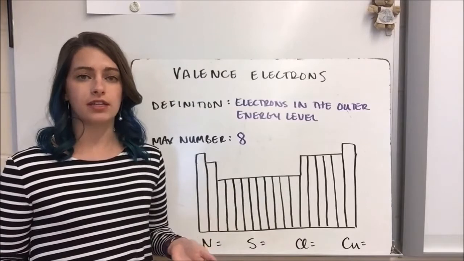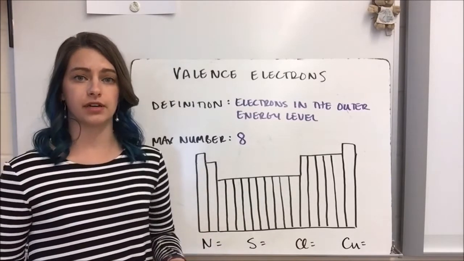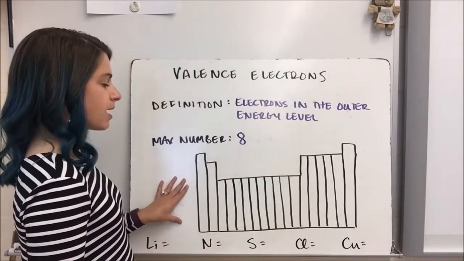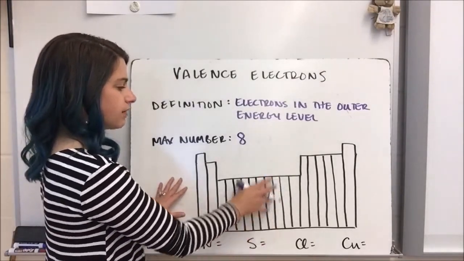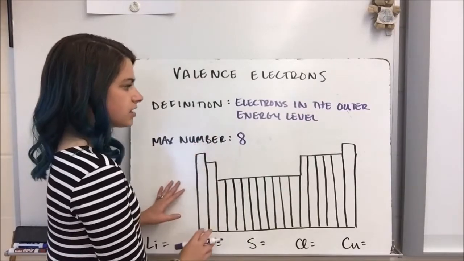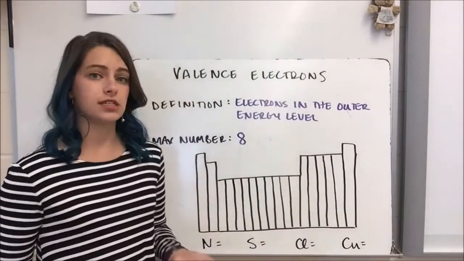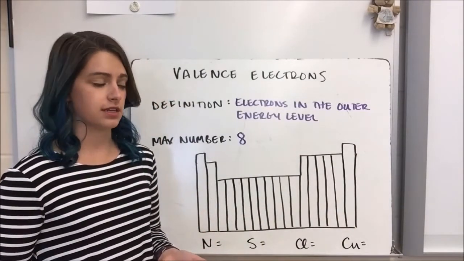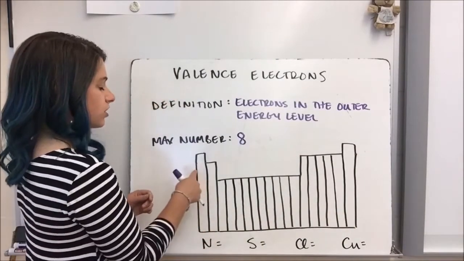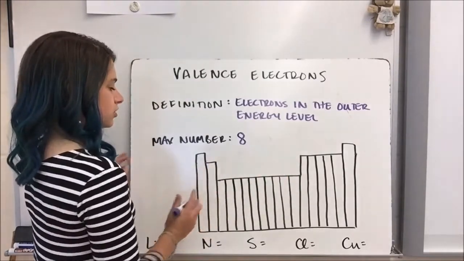There's a really easy way to figure out how many valence electrons an atom is going to have, and that's to use our periodic table. Okay, so I have my periodic table here. Our transition metals are in the middle, and we have our metals over here, and then our non-metals and our metalloids on this side. And the really easy way to determine how many valence electrons an atom is going to have is just to start on the far left and count across, and we're going to skip the transition metals.